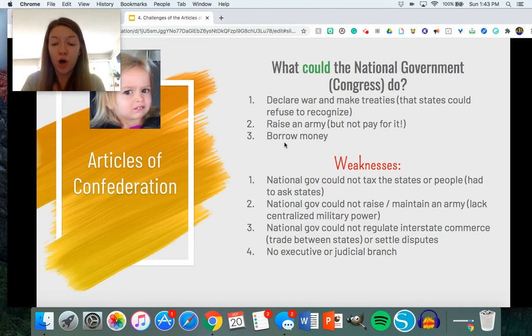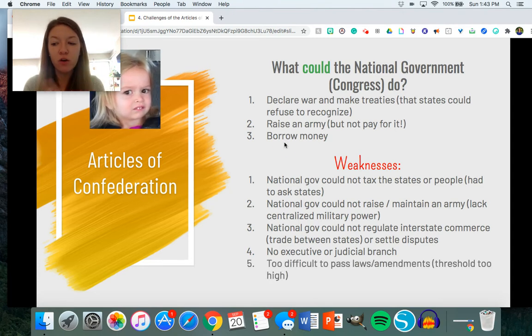The result, though, and why this is a weakness, is that we have no effective leadership, no executive branch to enforce any kind of law. We have no Supreme Court to decide if federal laws are violating the people's rights and liberties. Or we have no federal courts even to settle disputes between states, which is the predominant purpose today. So it really created a very, very weak and ineffective and inefficient government.